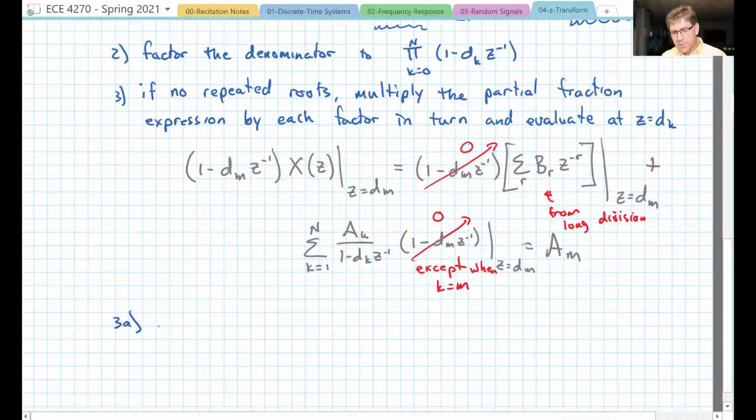So step 3a, what happens if we do have repeated roots? The textbook covers this. The problem with the repeated root is when we multiply by 1 minus d_m, it's not going to cancel out both of the roots, and so we'll be left with some ambiguity. So you can take a look in the textbook for that.